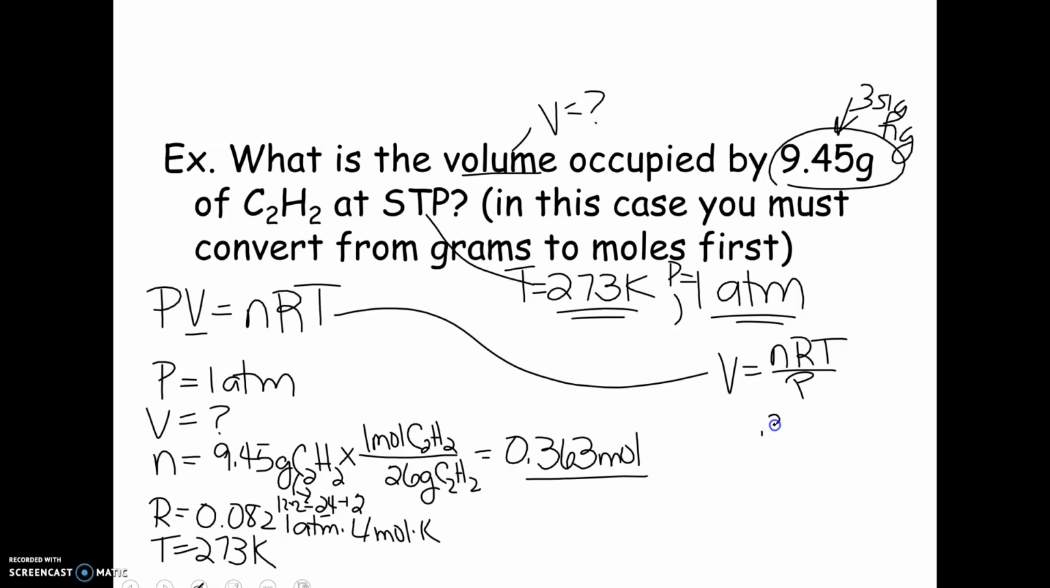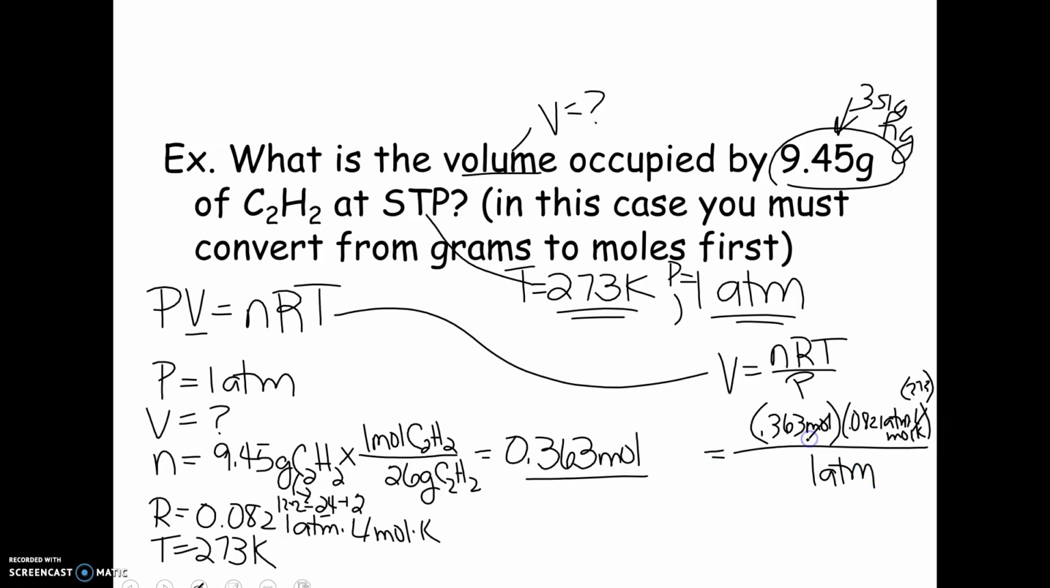All right, so let's go ahead and plug in our numbers. N was 0.363 moles, R is 0.0821 atm liter over mole Kelvin. T, I'm running out of space, is 273. That would have been on top. I apologize for this being messy. And then we divide by our pressure, which is 1 atm. That makes it really easy, so we're just going to be dividing by 1.